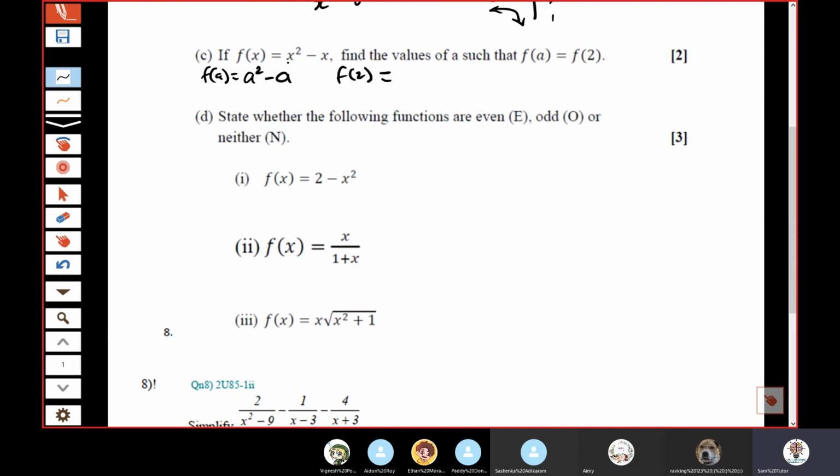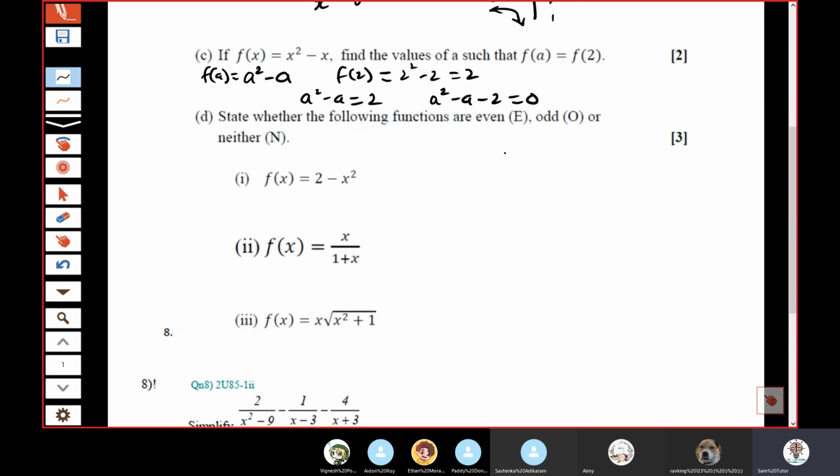F of 2. F of 2 is 2 squared, take away 2. 4 take away 2 is 2. It's saying these two things are equal to each other. So what do you write now? A squared, take away a equals 2. But you know, because it's a quadratic or a trinomial, you can't have equal to 2. Everything's meant to be on one side. It has to equal to 0.